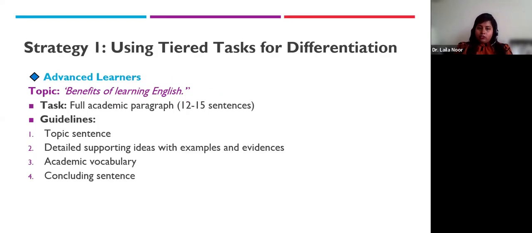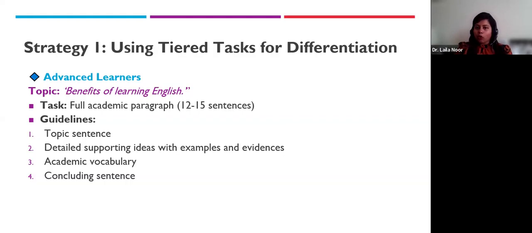For advanced learners, with the same objectives, we can give more details and more individualized instruction. For example, you should write a full academic paragraph with 12 to 15 sentences. The guidelines are more detailed and more specific: you should have a topic sentence, you should have a thesis statement, and you should have supporting details with examples and evidence. You might use some academic and advanced vocabulary. You should have a concluding sentence.